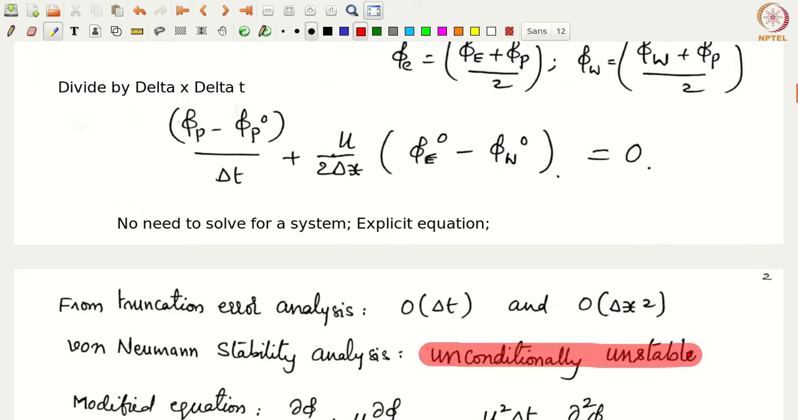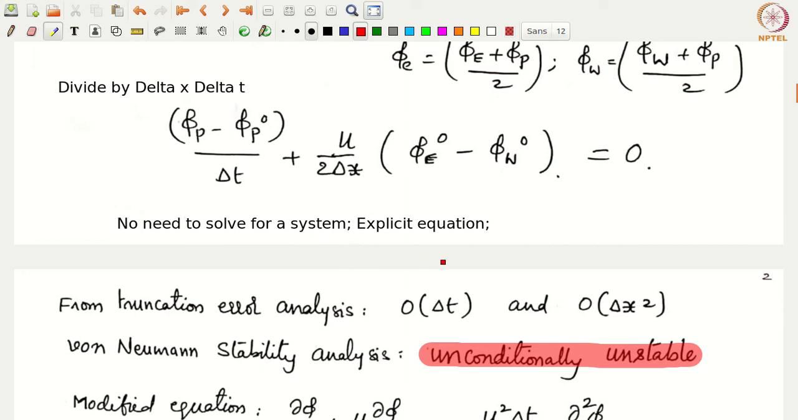So what does that mean? That means that this cannot be used under any circumstances, because no matter what delta t you choose, this is always unstable. But this is an explicit method. So what does instability mean? This is an explicit method, and this is also for an unsteady equation. As a result, as you go ahead with calculating phi p by substituting phi p 0, phi e 0, phi w 0 from the previous time step values, phi p gets to unbounded values as you go with time. Okay, as you go with time. So that is the meaning of unconditionally unstable.